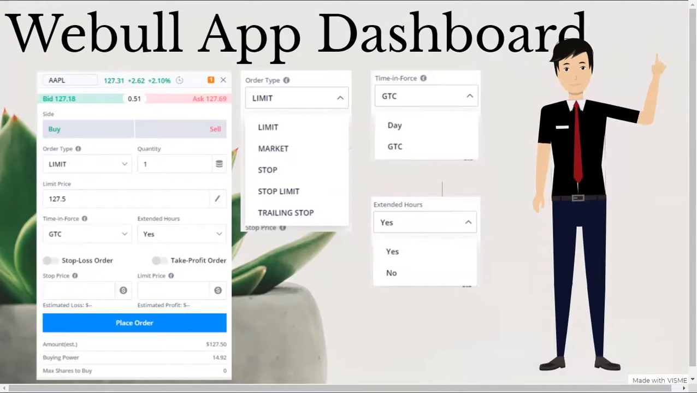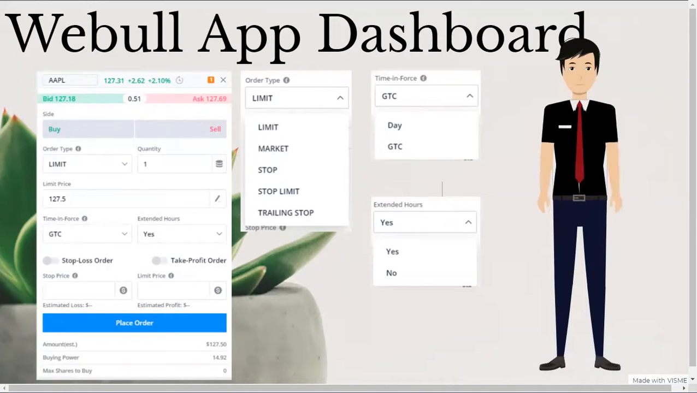There's an option to set the time in force that this order is active. We have the option to set it to just for the day, or GTC, which stands for good till canceled, meaning the order stays active until we cancel the order. We also have an option to have the order be active during extended trading hours. We also see some more advanced options, such as setting a stop loss or take profit order. Once we click place order, our order is set and we're good to go and wait until the price drops to our limit price and our order is executed.